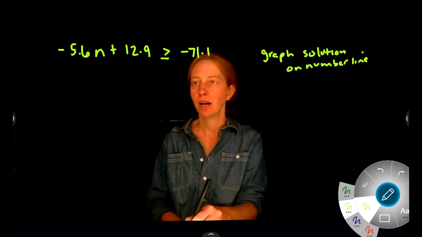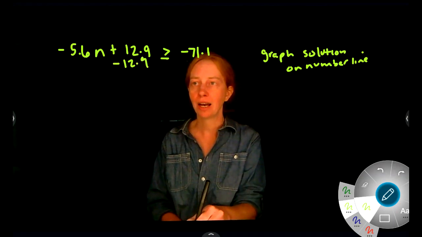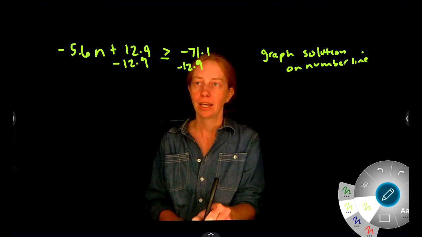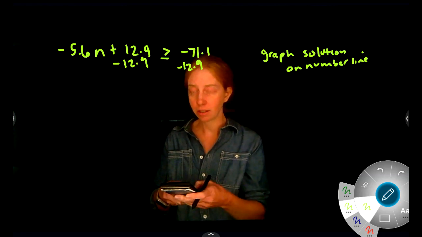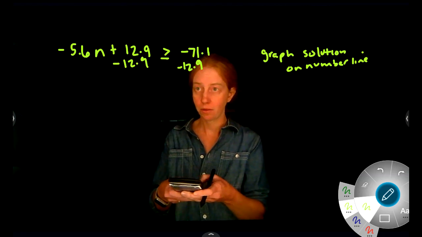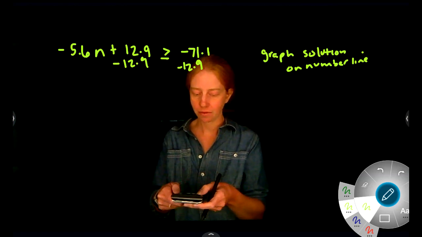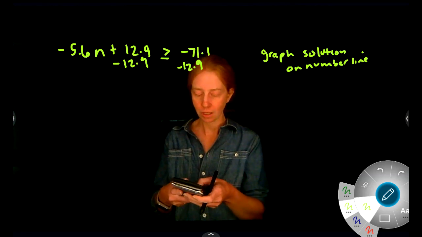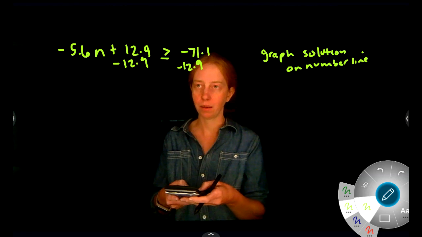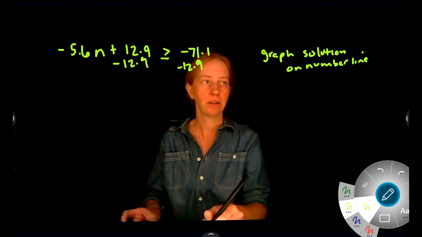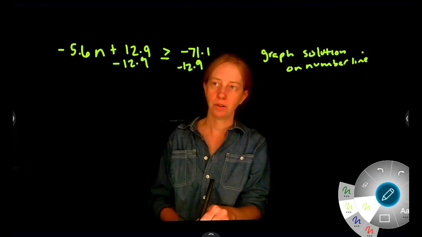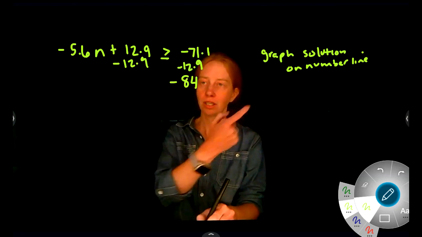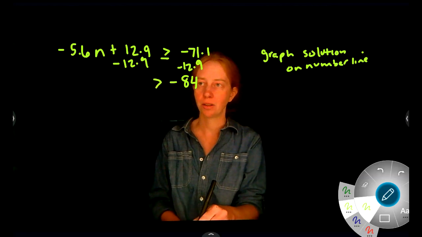So here we go. I'm going to start by subtracting 12.9 on both sides. And I'm going to use my handy dandy calculator. That's -71.1 minus 12.9. Make sure you get your negatives in the right place, because I just now forgot my negative. -71.1 minus 12.9 equals -84. It's kind of annoying because I had my little answer key right over there, but I forgot to look at it, but that's okay.